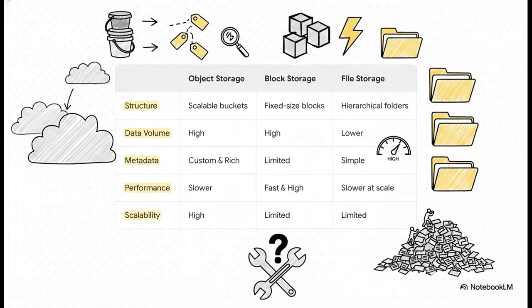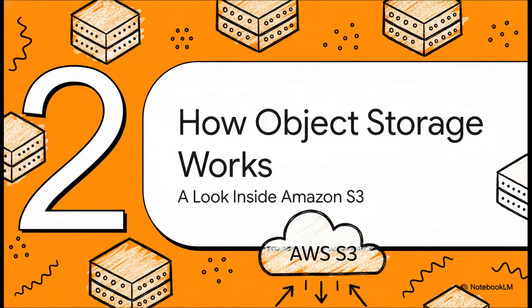So this table really lays out the trade-offs perfectly. You can see block storage just wins on raw speed, but look over at object storage. It's the undisputed champion when it comes to scalability and that rich, customizable metadata. And file storage, it's simple, it's familiar, but it really starts to sweat when the amount of data gets huge. The big takeaway here is that there's no single best system. It's all about picking the right tool for the right job. So that's the theory, but let's see how this actually works in the real world.